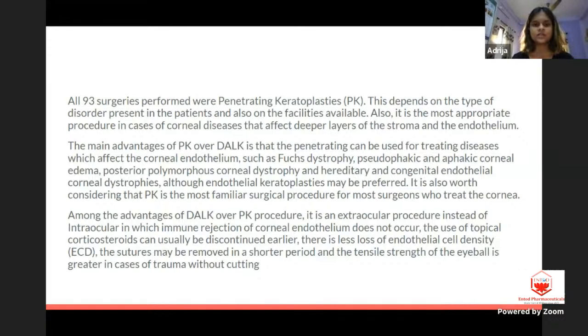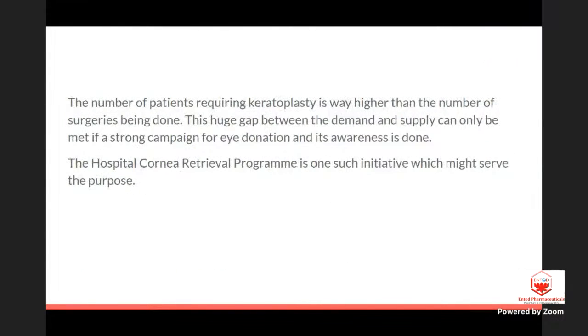The advantage of deep anterior lamellar keratoplasty over penetrating keratoplasty is that it is an extraocular procedure. However, endothelial disorders cannot be managed by an anterior lamellar keratoplasty, which can be controlled with endothelial keratoplasty surgeries. Other advantages include decreased chances of infection and chances of rejection.